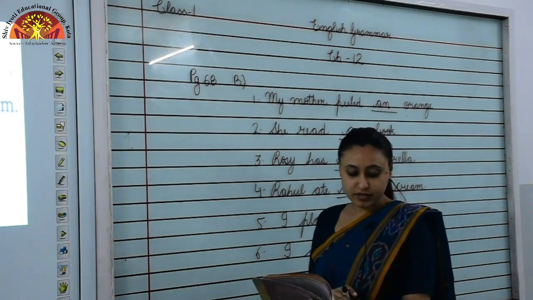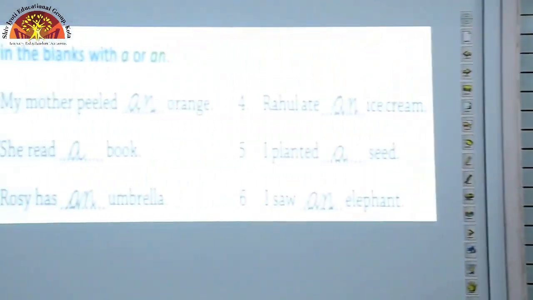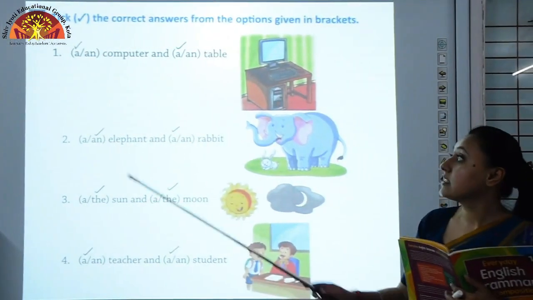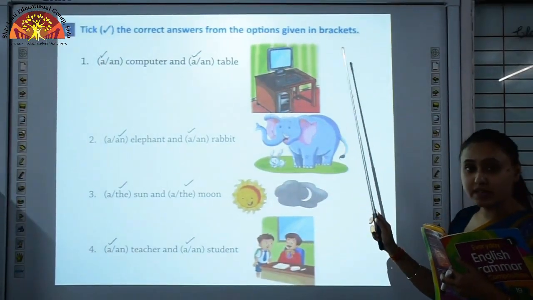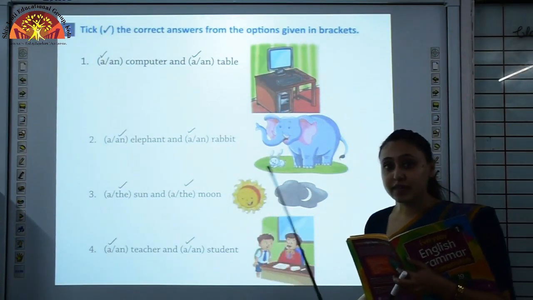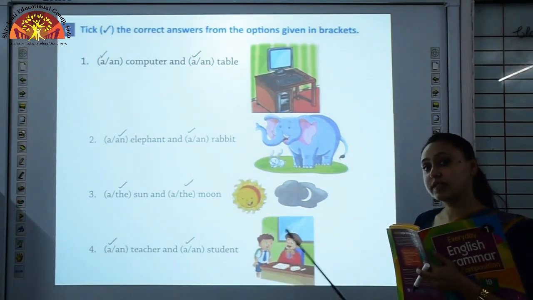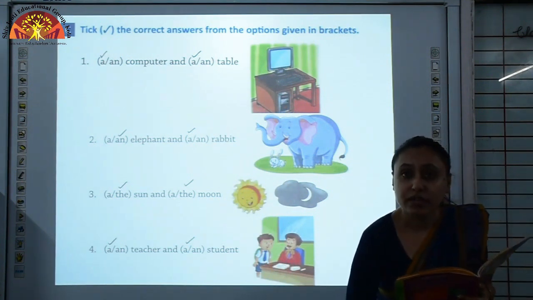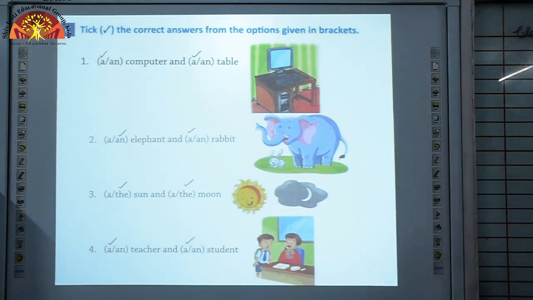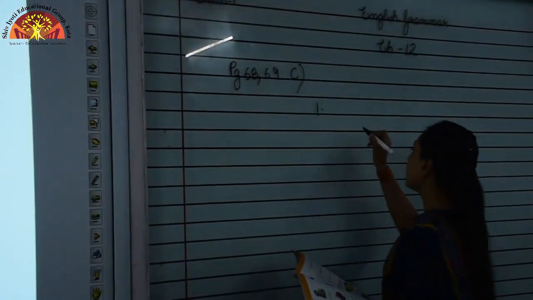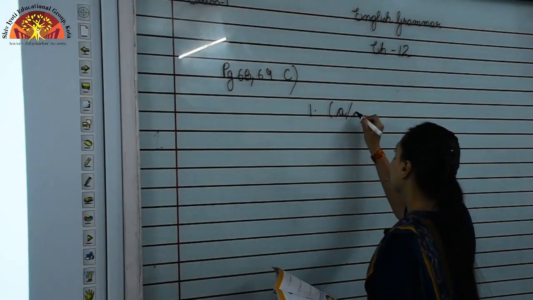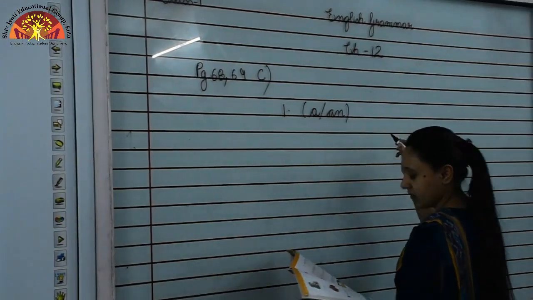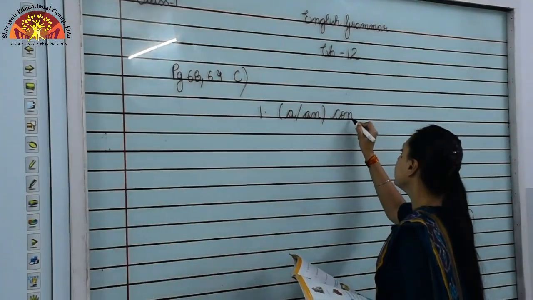Okay. Now, children, we move to question C. Question C is: tick the correct answers from the options given in the brackets. So, children, options are given to you in a bracket. You have to choose the correct one. Okay. Let us see on the board. Number 1 is, options are given, a or n. After that, the word is computer.